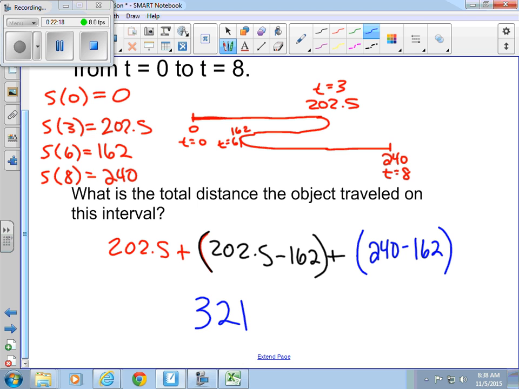Any questions about how we did total distance? So, moral of the story on total distance traveled: you do the starting position and the position at all of the critical values, the places where you turn around. And those are the positions that help you find total distance traveled. The diagram will really help when you're doing that.